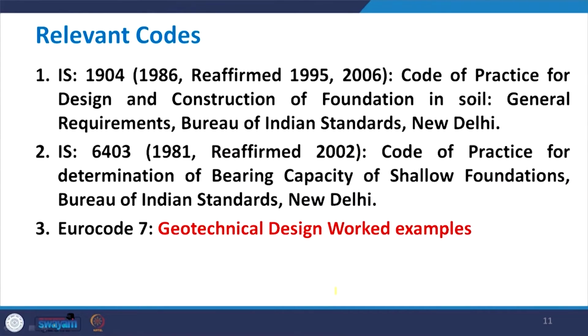Now, the relevant codes which are related to this course are given here. You have IS 1904, which is a code of practice for design and construction of foundations in soil, general requirements, and this is published by the Bureau of Indian Standards, New Delhi. Then you do have another code, IS 6403, which was first published in 1981 and reaffirmed in 2002. That is a code of practice for determination of bearing capacity of shallow foundations, again published by BIS. Then there is Eurocode 7, that is basically on geotechnical design and related to shallow foundations. So, that is also relevant for this course.